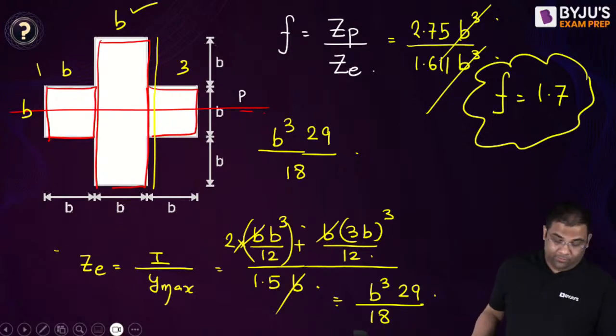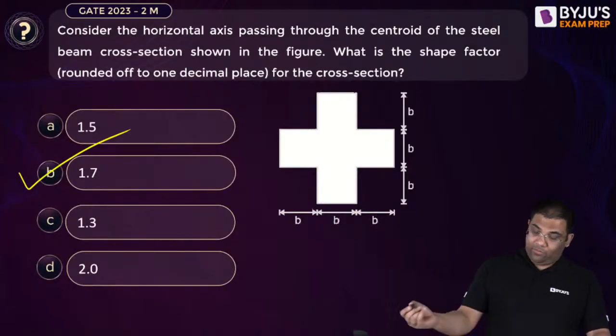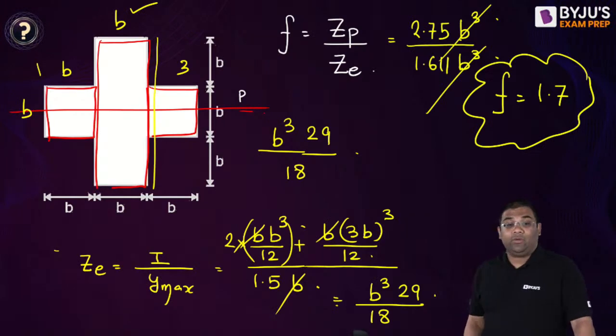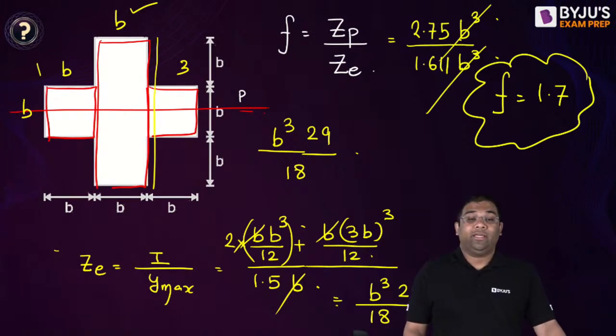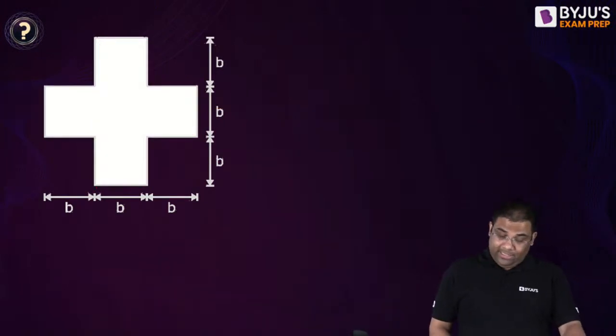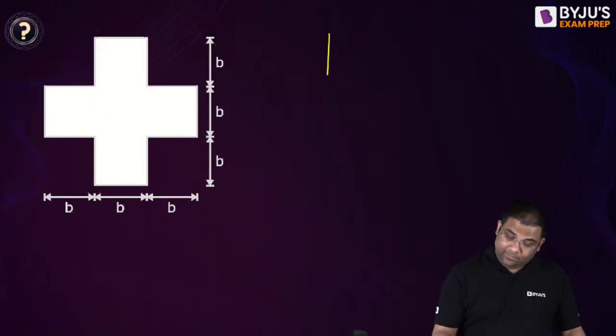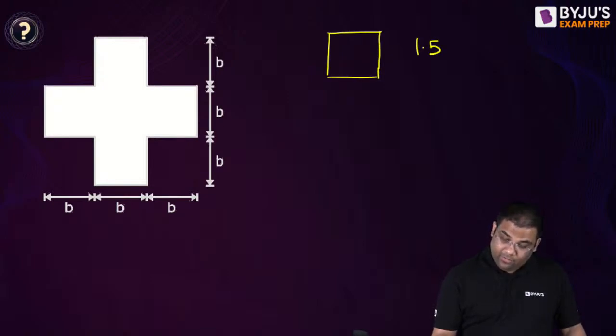So the shape factor is 1.7. Very easy, straightforward question. So like this you are going to find out. Always they are not going to give you standard shapes. If they give you standard shapes, it is easy. Standard shapes means rectangle, where it is 1.5. For circle it is 16 by 3 pi, very easy, right?